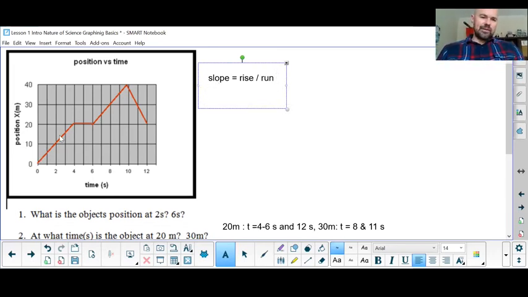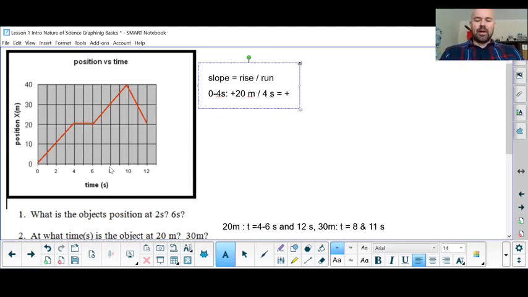So looking at the slope of this first line, I could say that it goes up from 0 to 4 seconds. So from 0 to 4 seconds, it goes from 0 to 20. So that's a positive 20 because it goes up 20. If it went down 20, we'd put a negative 20. So it goes up 20 meters, and I'm going to divide that by how much time goes by, which is the run, because run is measuring the x-axis here, and that's 4 seconds. So positive 20 divided by 4 gives a positive 5 meters per second. And that is the correct answer for this first segment of time.